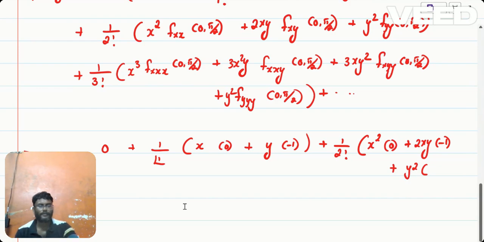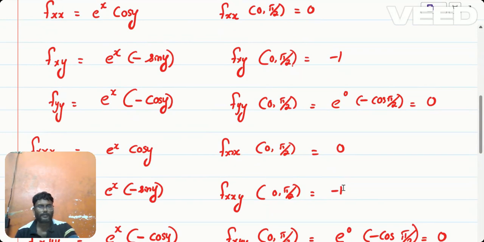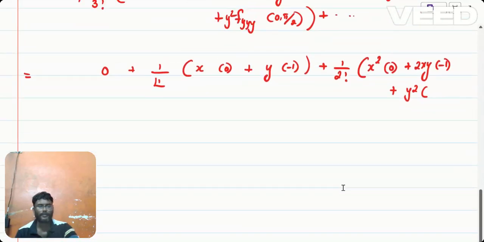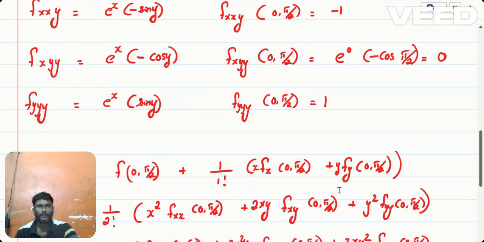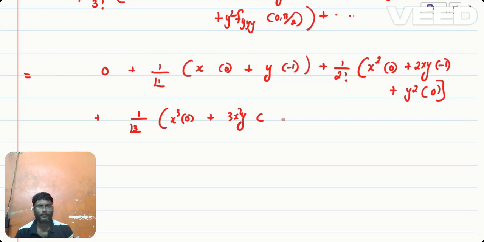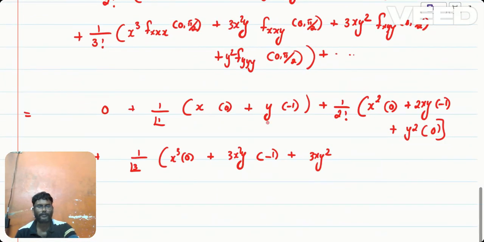y square into f double y will be again with respect to cos y, that is 0, sin y cos y will be 0, and then third derivative plus 1 by 3 factorial into x cube into 0 plus 3x square y into f double x y value will be minus 1 plus 3xy square into f x double y will be 0 plus y cube into 1.